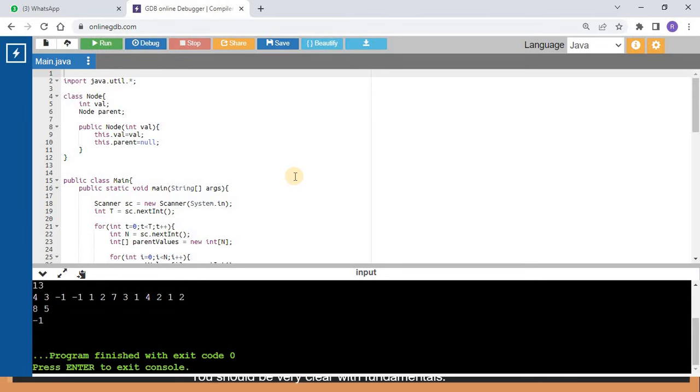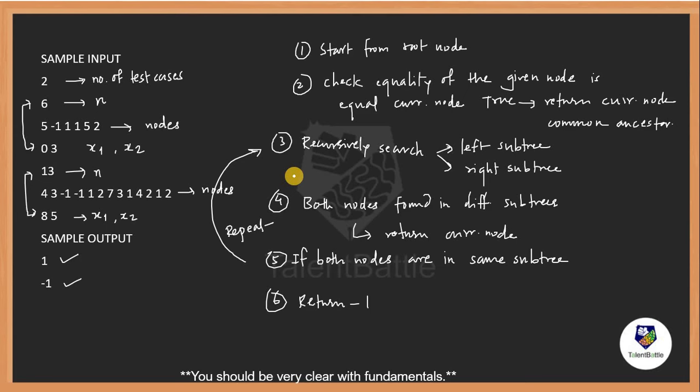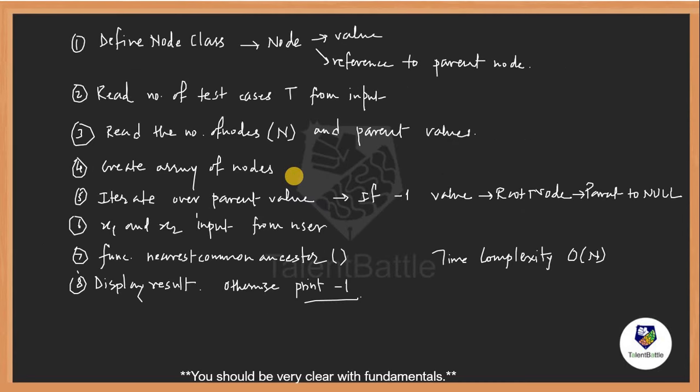See, both cases are executing properly, and the expected output is 1 and minus 1. For the first test case it is 1, for the second test case it is minus 1. So this is how you can deal with the respective case. I hope this part is clear. Each and every line I have explained at the time of writing also. So the flow is important: these 5 to 6 steps for understanding how to check the common ancestor. And this is our executable code.